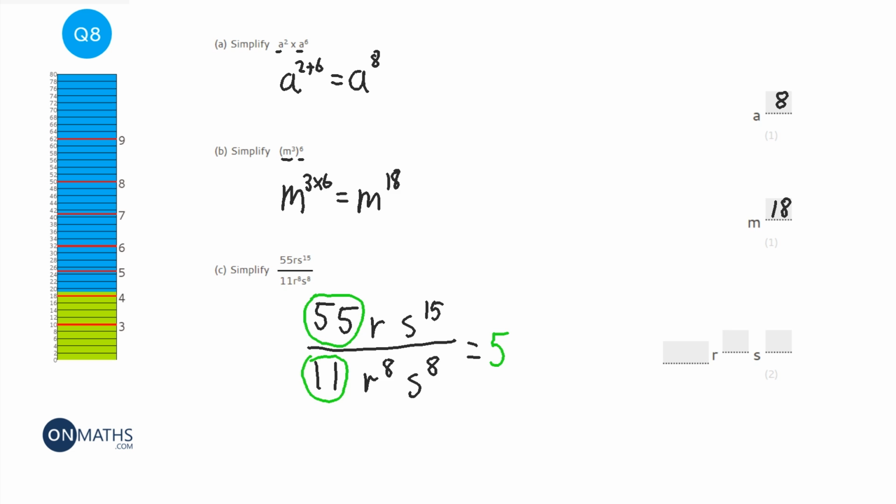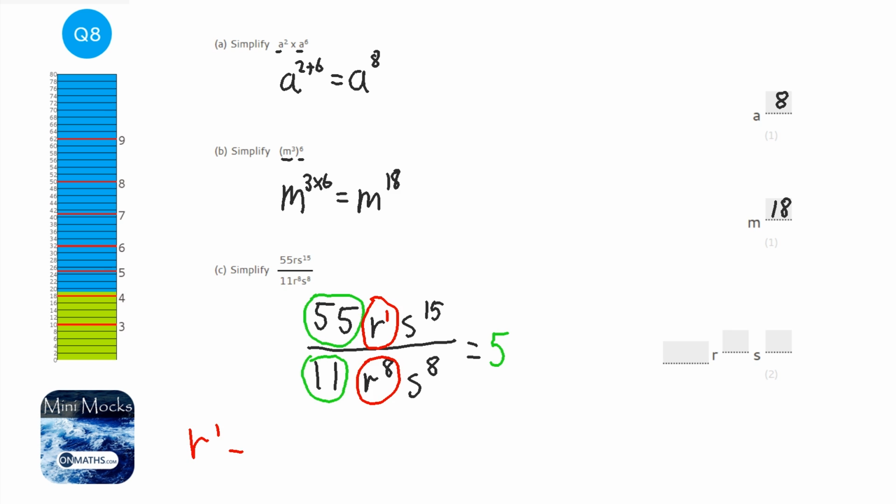Okay, so the next one, we've got the r's that we want to divide. So we've got r at the top and an r at the bottom. Now this r at the top is technically r to the power of 1. Now when we do r to the power of 1 divided by r to the power of 8, which I'm going to write out down here so I can show you, you take away the powers. So when you times them, you add the powers. When you divide, you take away the powers. So that's r to the power of minus 7.